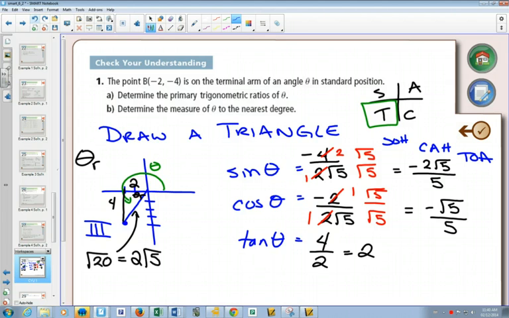But in our final answer, the fraction needs to be simplified. The denominator can't be a radical. So we simplify that as well. So now we've determined all 3 ratios, sine, cos, and tan. Part B says, find the measure of theta.